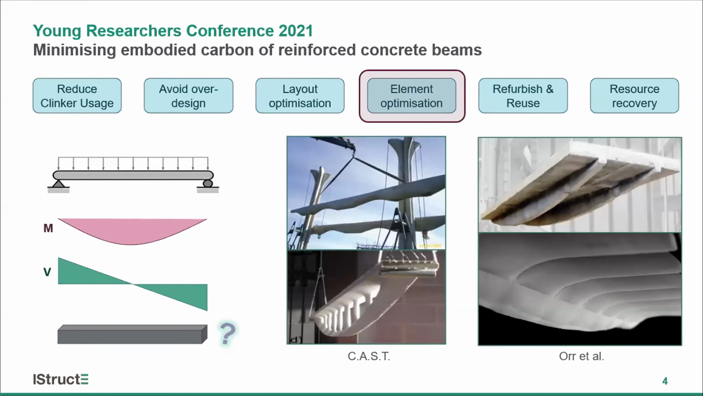Instead, we can shape optimize the beam so that we will place concrete only where it is necessary. We can realize these kinds of constructions using flexible fabric formwork. Previous studies have shown that it is possible to reduce concrete consumption by up to 40%.